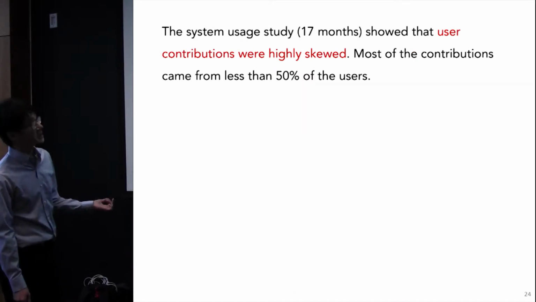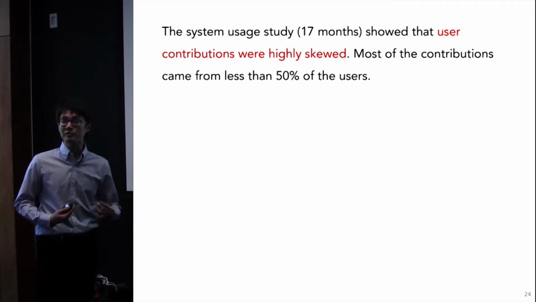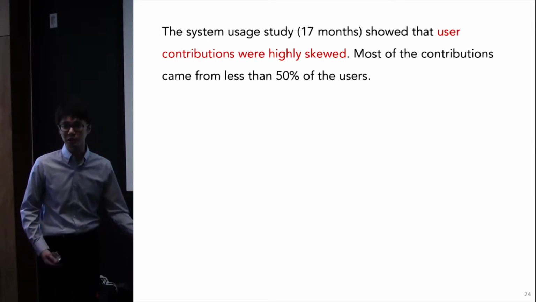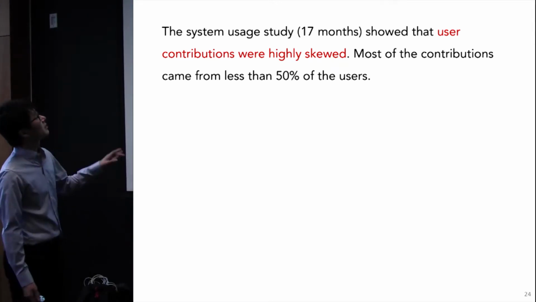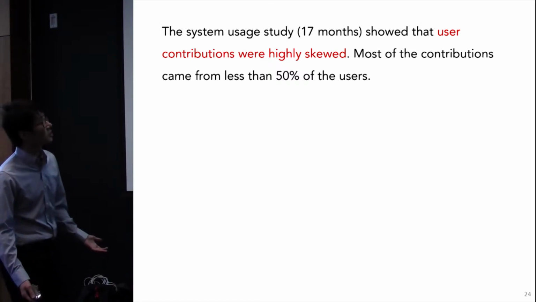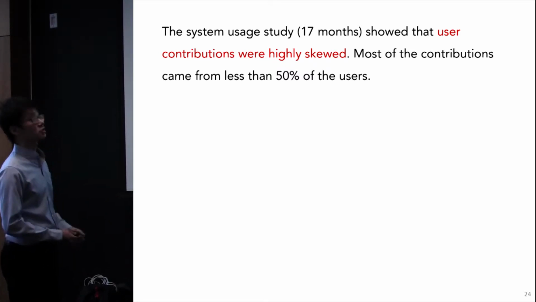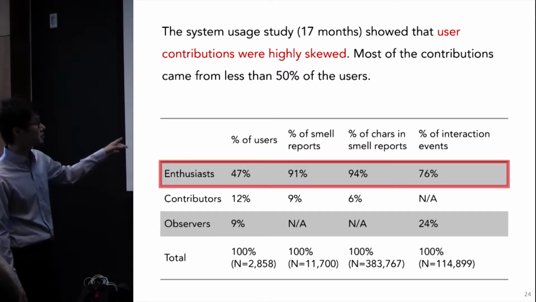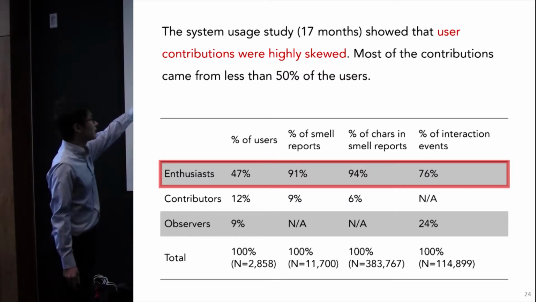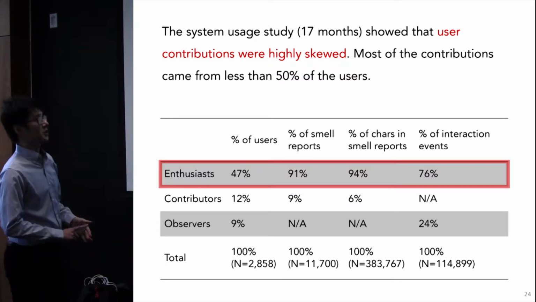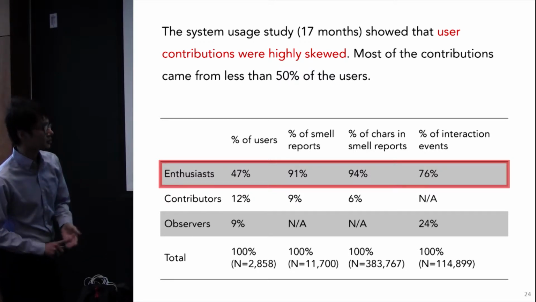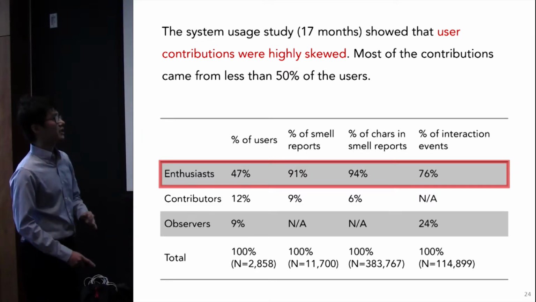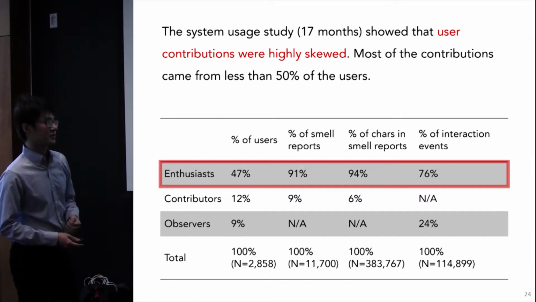The system usage study is something I did after we collected all of the data. I checked the server logs and the distribution of smell reports to analyze the pattern. The study showed that our user contributions were highly skewed, and most of the contributions come from less than half of the users. So that's the table that shows three different types of users. This type of user submits smell reports and also interacts with the system. There are other two types of users. They either submit reports or interact with the system.